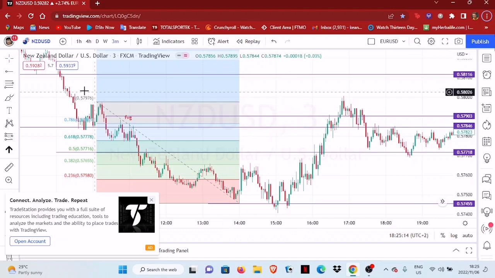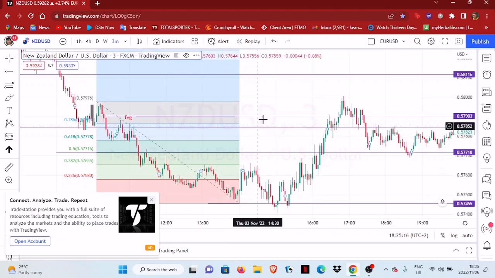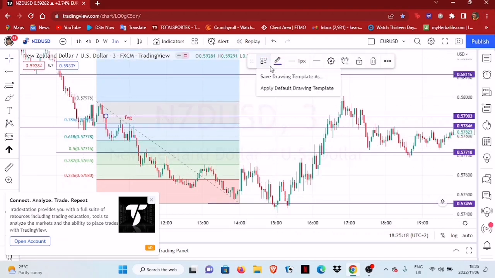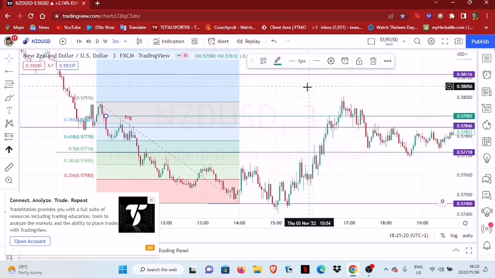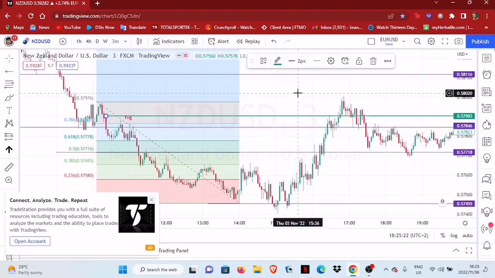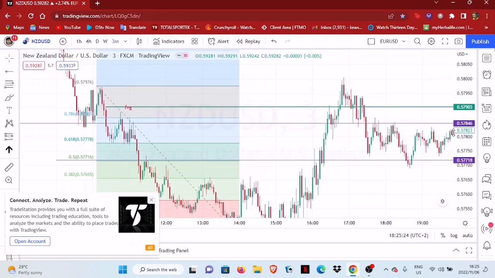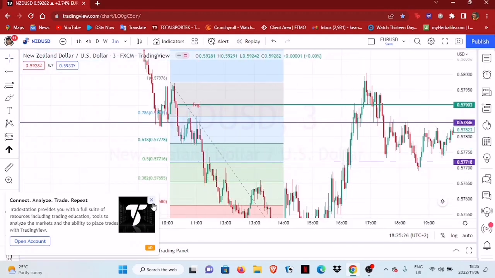We'll take that there. I'm gonna make the FVG color different so it doesn't confuse us. I'll make it a bit thicker as well, just so it doesn't confuse us.